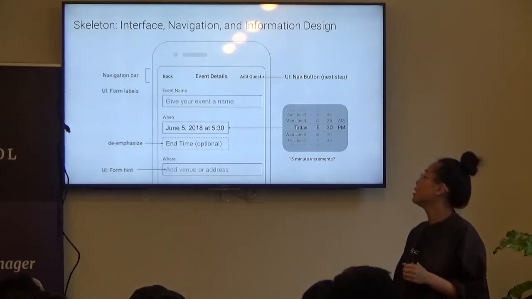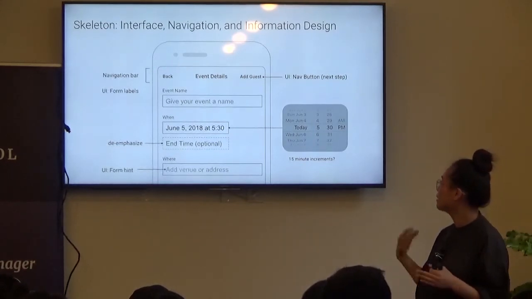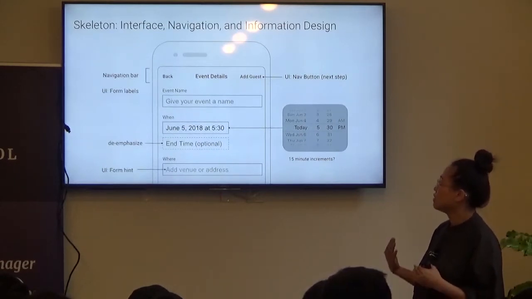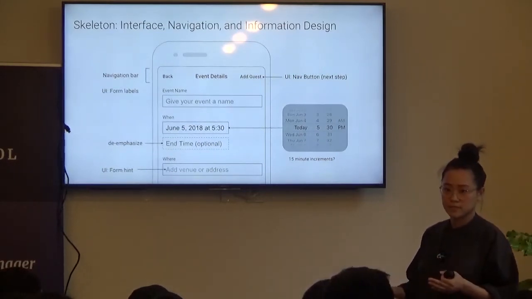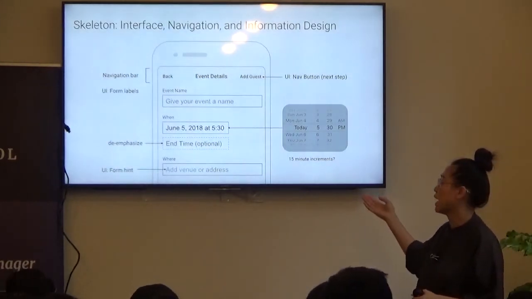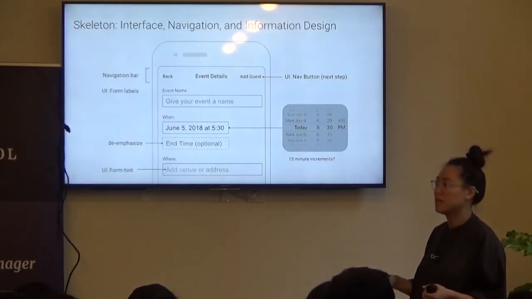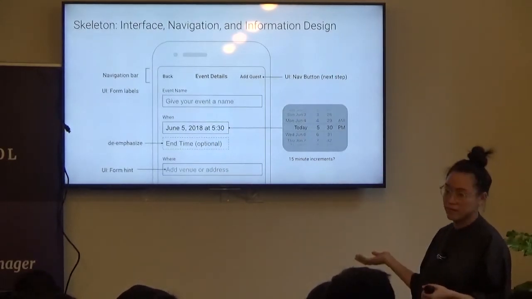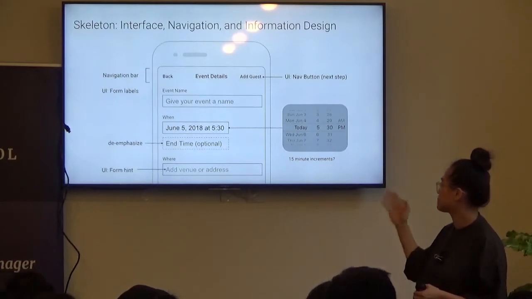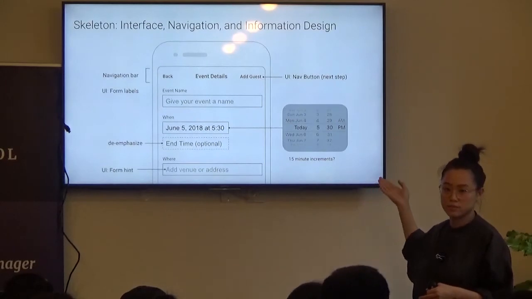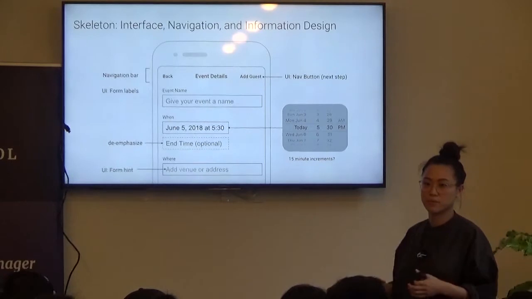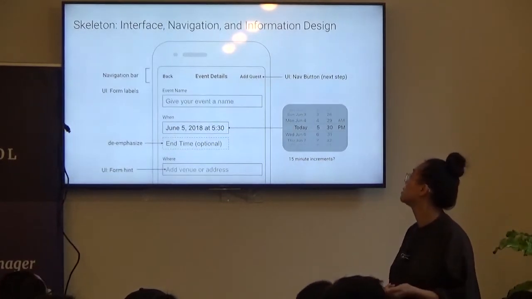You have UI elements, and this is where we make decisions on what's emphasized, what's de-emphasized, what users absolutely need to fill in, and whether it's better that we give them hints on how they should name their event. And then things like, should we do increments of 15 minutes, or should we make them scroll through 60 minutes? So this is where we make those design decisions.